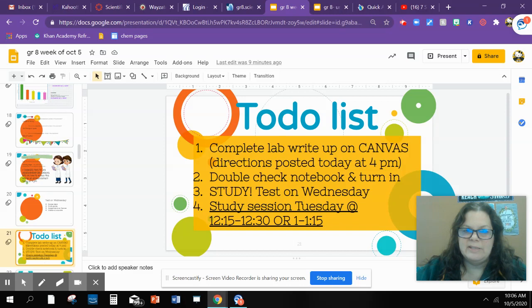So again, your to-do list: complete your lab write-up on Canvas. Again, directions will be posted today at 4. Double check your notebook and turn it in. Study, you have a test on Wednesday. And if you want, you can come to an optional study session. That will be on Tuesday from 12:15 to 12:30 or from 1 to 1:15.